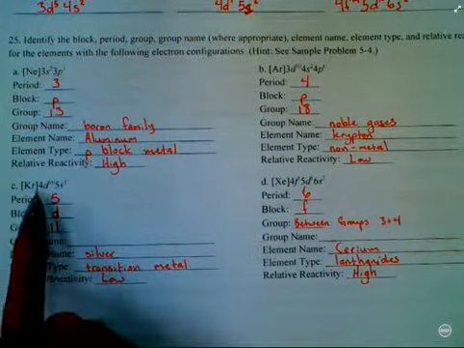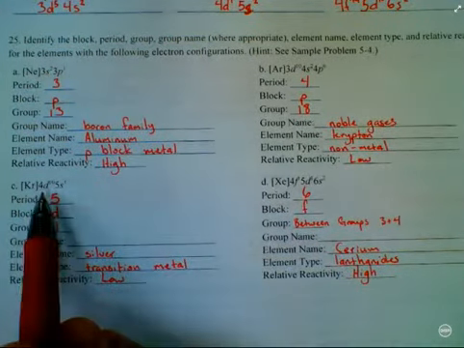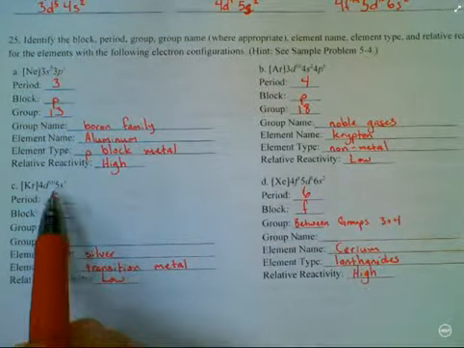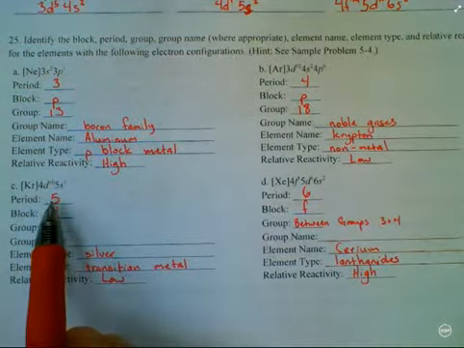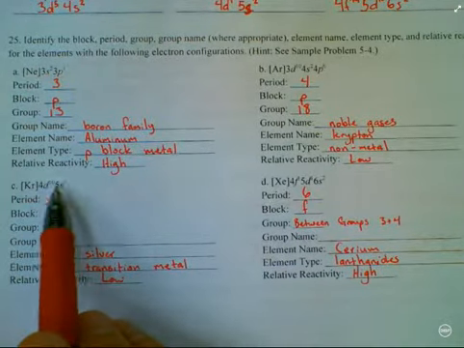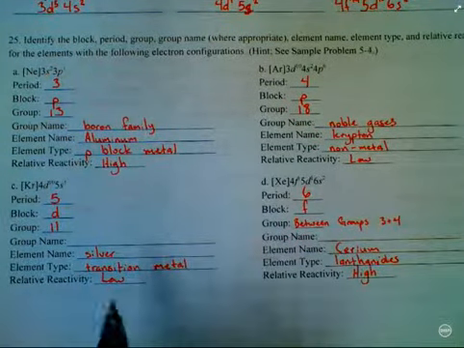C, krypton 4d10 5s1. Okay, the highest energy electron we have is actually going to be in the d block. So we're in the d block, and n is equal to 5. So period 5. We add these electrons together. We got 11 electrons total, so that's going to put us in group 11.